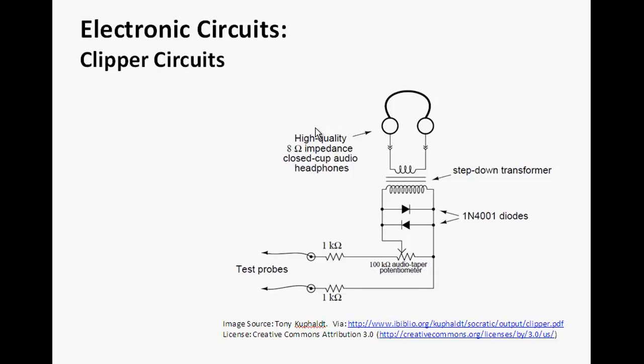And a clipper circuit is a circuit that either cuts off or clips a part of an AC signal. Diodes are typically used to do this, and you can see in this little circuit here, this is a circuit to prevent a signal from driving these headphone speakers too loudly. These two diodes here are going to clip off any signal that's above their particular voltage, depending on what kind of diode we're looking at here. We're going to look at a few examples of how these clipper circuits work.